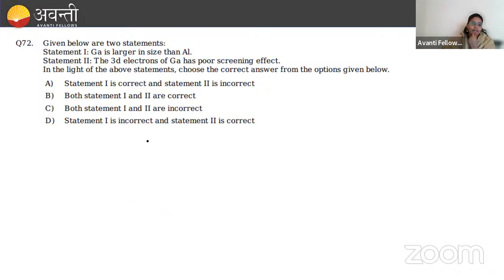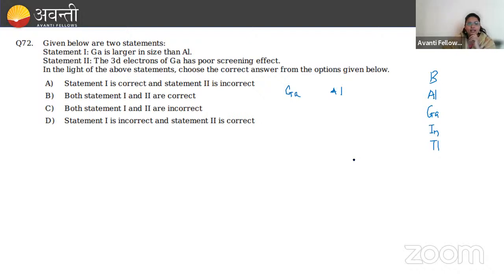ठीक है? So gallium is larger in size than aluminum. So when you talk about the sizes of gallium and aluminium, they are from which family? Boron family, right? Boron, aluminium, gallium, indium, and thallium. So these are the group 13 elements, the boron family.